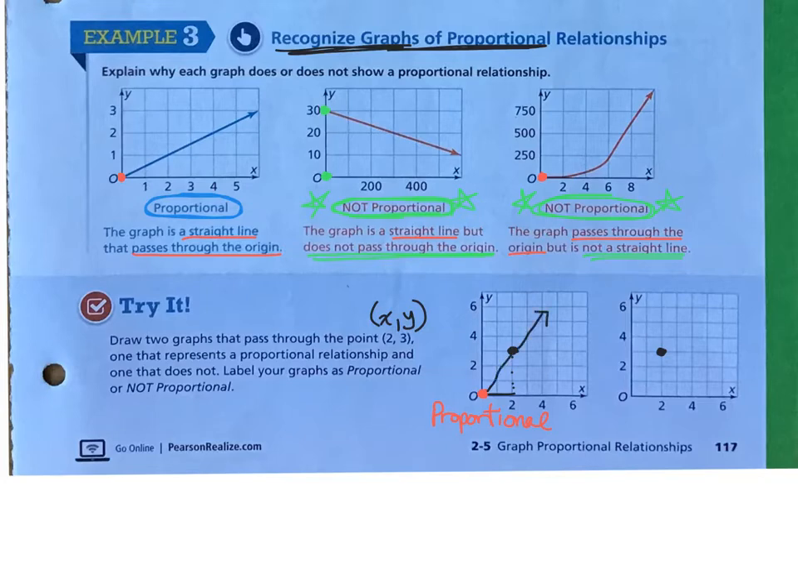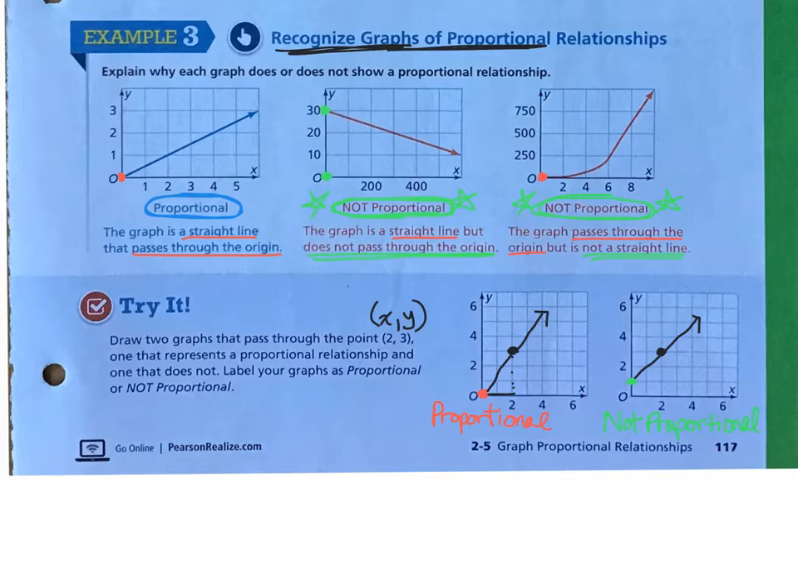Now in the second graph, we're going to make this one not proportional. The reason this one is not proportional is because we're going to make it so that it does not start at the origin. So let's pretend that it starts at the ordered pair (0, 1). Even if it's still a straight line, since it goes through a point other than the origin, that's where it starts, it is not a proportional relationship.